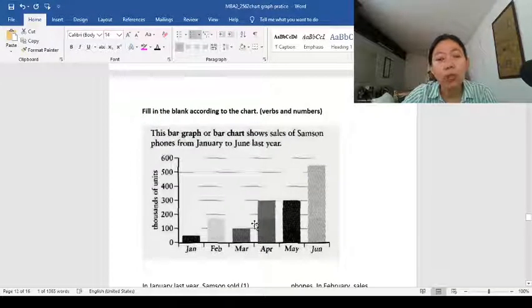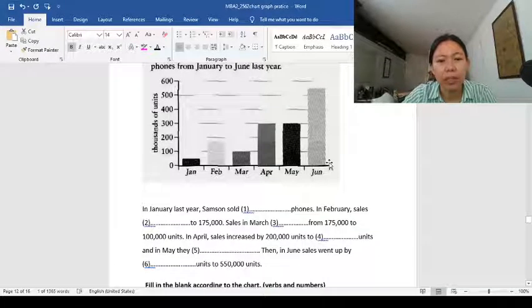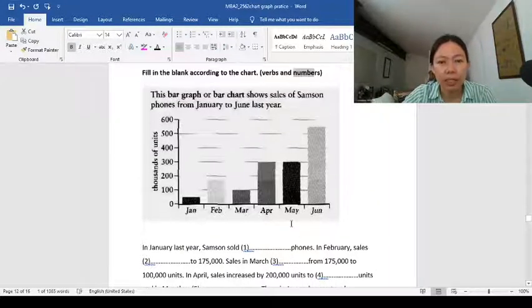So the words that you are going to fill in will be verbs or numbers. Okay. So you can see whether it's increase or decrease, went up, went down, and how many units. Okay. So fill in this one, the bar chart here.